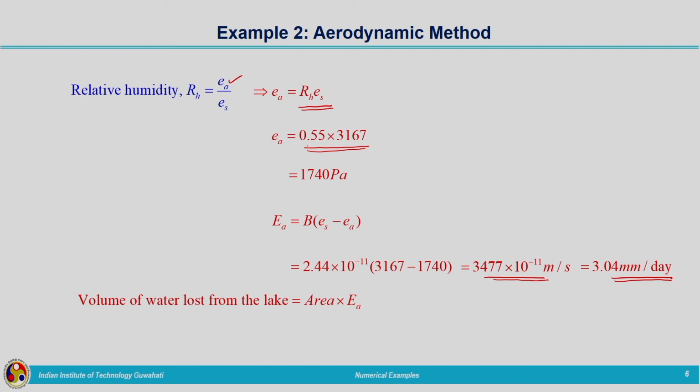So, volume of water lost from the lake is area multiplied by EA. Area is given as 1.5 kilometer square. So, we need to convert it into meter square, and the volume of water lost can be calculated as 4560 meter cube. This much of volume of water is lost from the water body in a particular day.